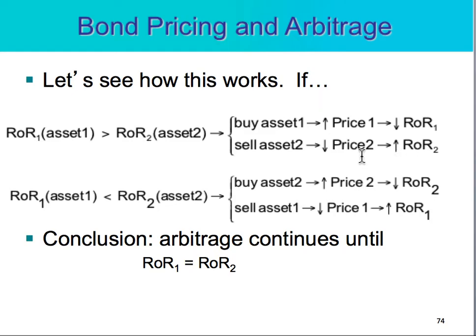Remember, prices and rates of return are inversely related. Okay? Low price, high rate of return; high price, low rate of return. Arbitrage is this process of buying and selling assets of similar risk until their rates of return equalize.